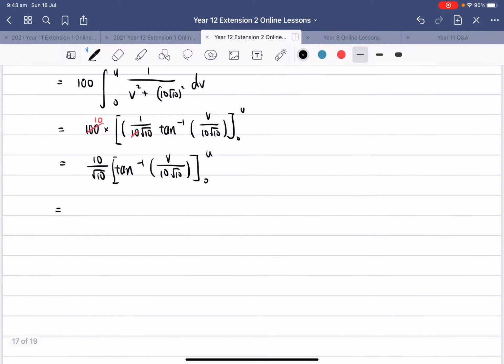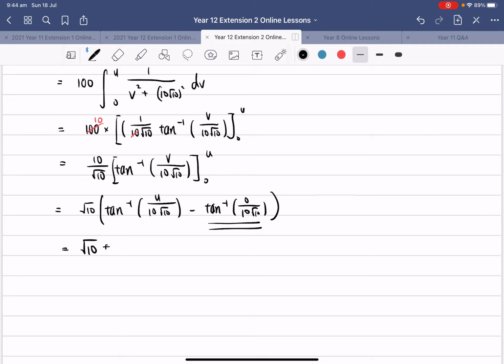10 over square root of 10 is just equal to square root of 10. Pretty sure, because you can multiply both the top and the bottom by square root of 10, and then those cancel out. So square root of 10 times tangent inverse u over 10 square root of 10, minus tangent inverse 0 over 10 square root of 10. Obviously this part is equal to 0, so the final answer will be square root of 10 tangent inverse u over 10 square root of 10. Let's have a look whether this is the answer. Yep, that is the answer to this question here.